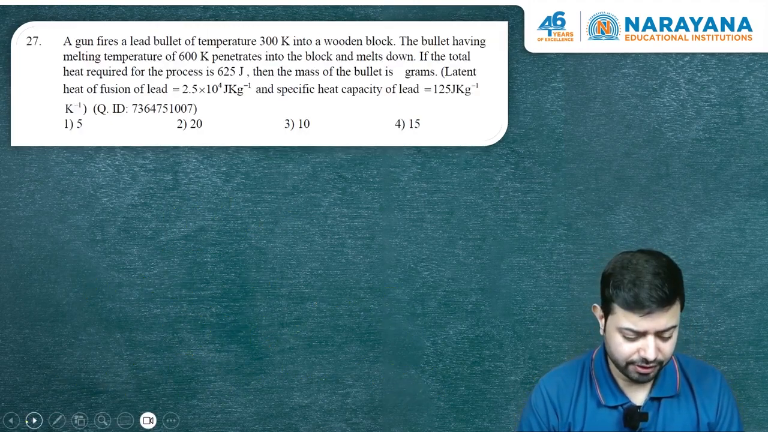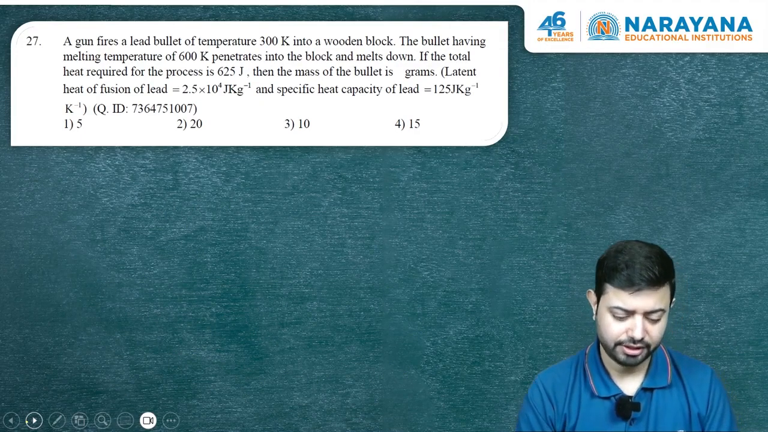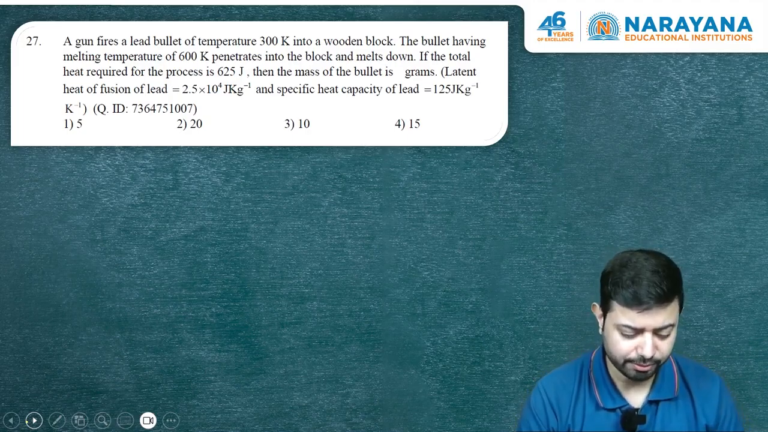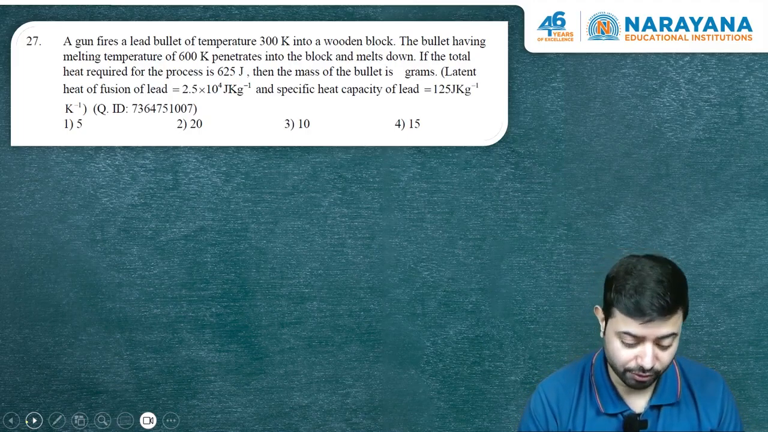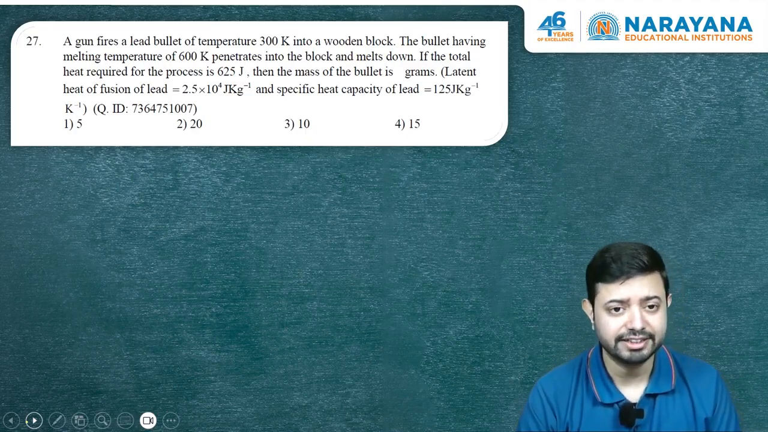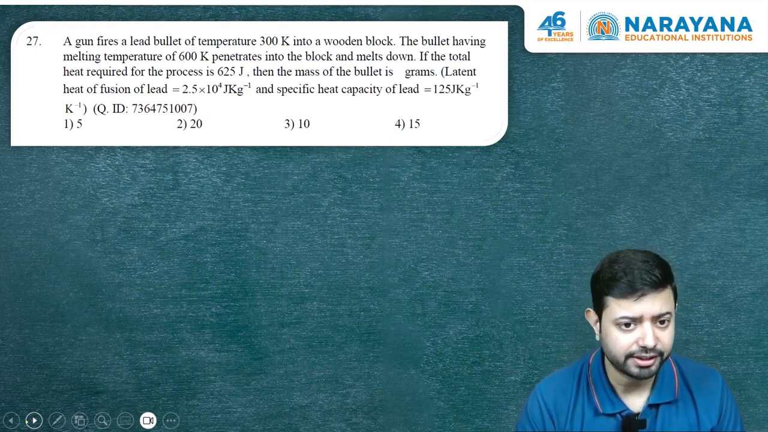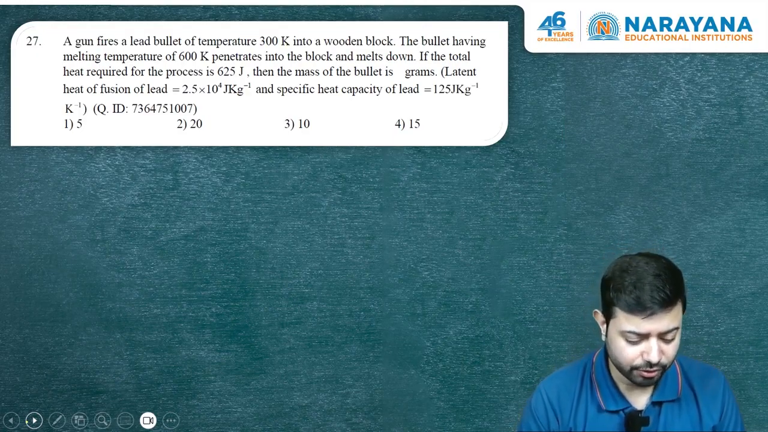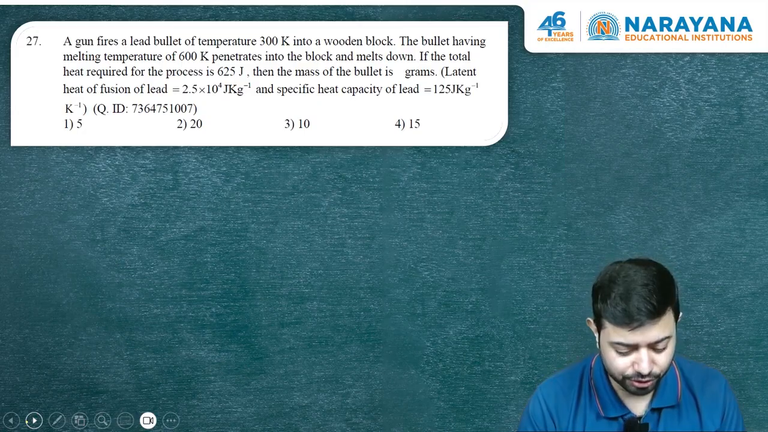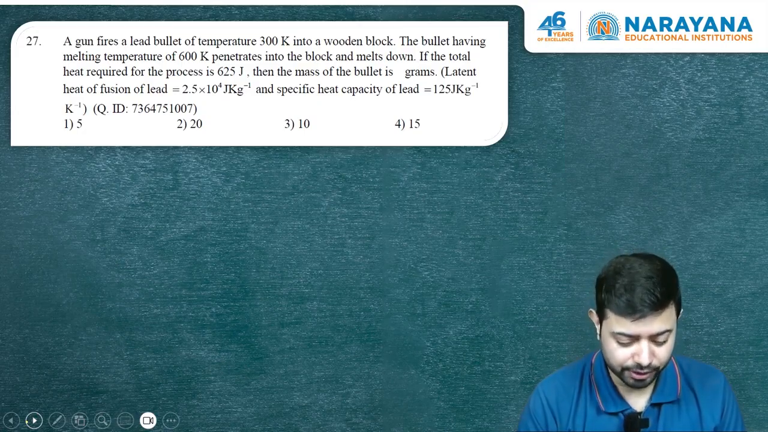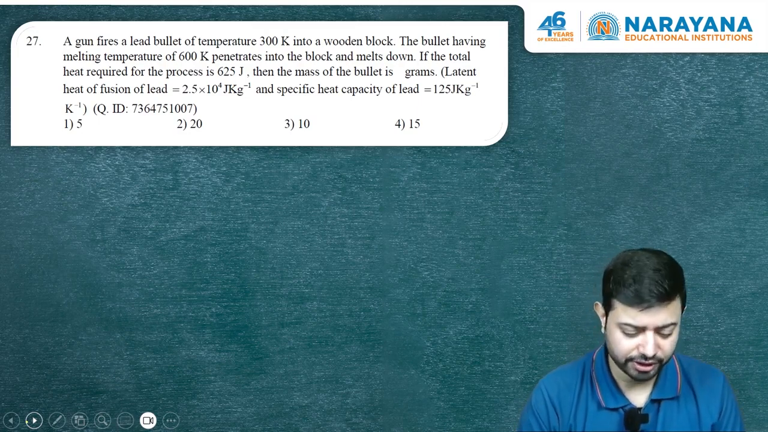27. A gun fires a lead bullet of temperature 300 Kelvin into a wooden block. The bullet, having melting temperature 600 Kelvin, penetrates into the block and melts down. That means somehow there is a heating effect going on, and because of that heat absorption the bullet is melting down. If the total heat required for the process is 625 joule, they have given the total heat absorbed, then the mass of the bullet is in particular grams. You have to tell the mass of the bullet, and the unit should be grams.